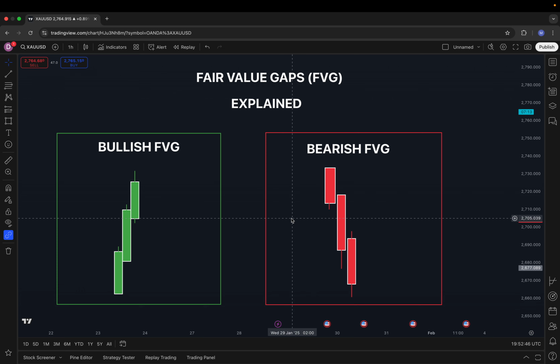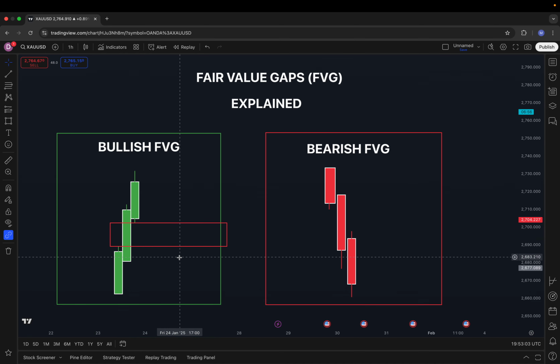A bullish fair value gap is when price moves up at a very fast rate, which leaves an imbalance. So let's mark out this imbalance and show you exactly how you take a trade using a bullish fair value gap. So as you guys can see, this is my fair value gap. It's in between two candlesticks, 1 and 2, in between the second candlestick.